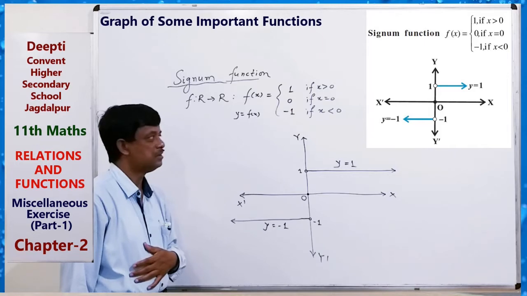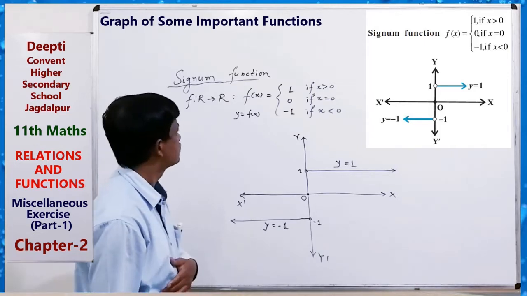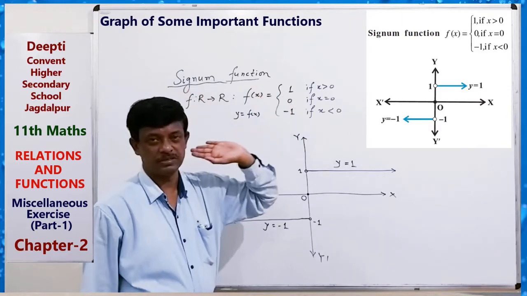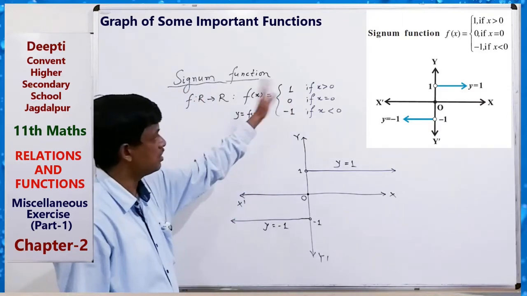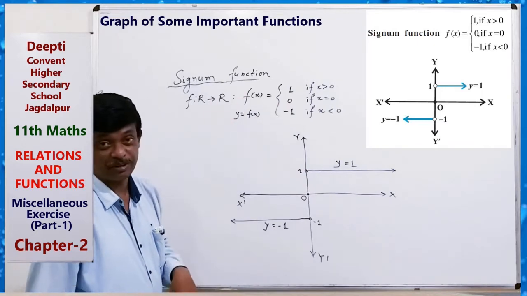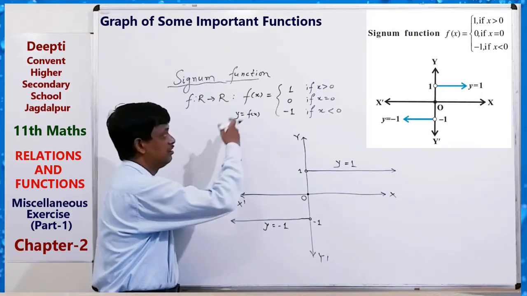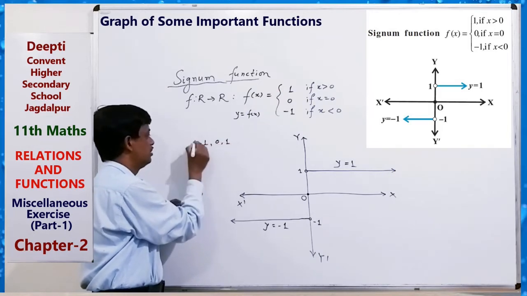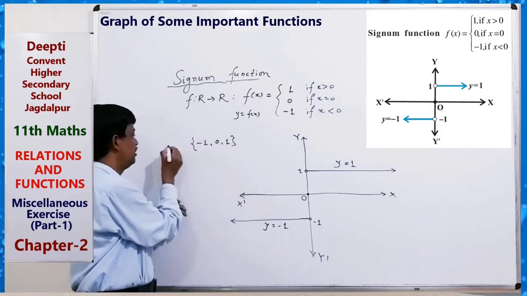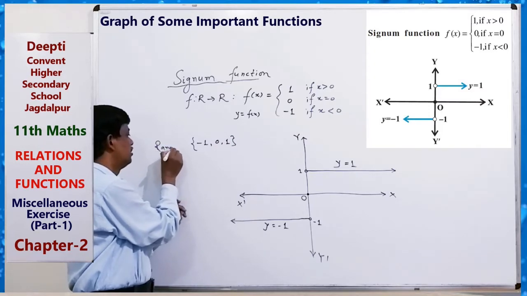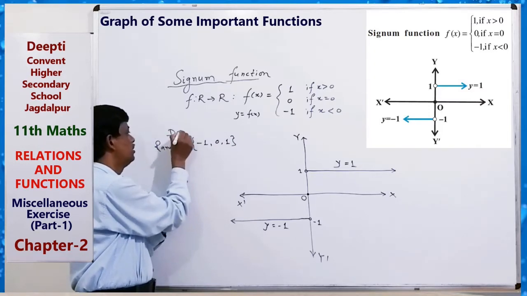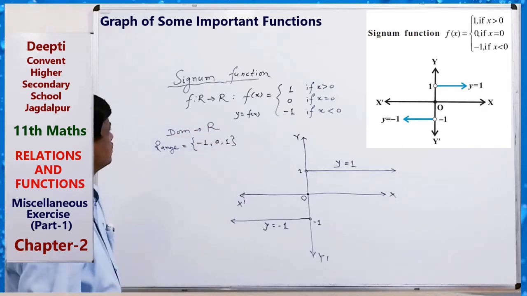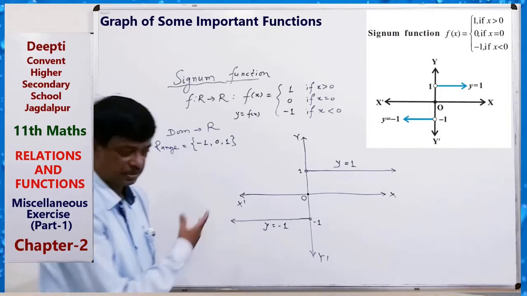Clear? It is useful in higher classes. So just know what the signum function is. Its domain is the complete set of real numbers and range is what? The value of y is 1, 0, minus 1. The set of these three elements is the range, and the domain is the set of real numbers. So this is the graph of the signum function.